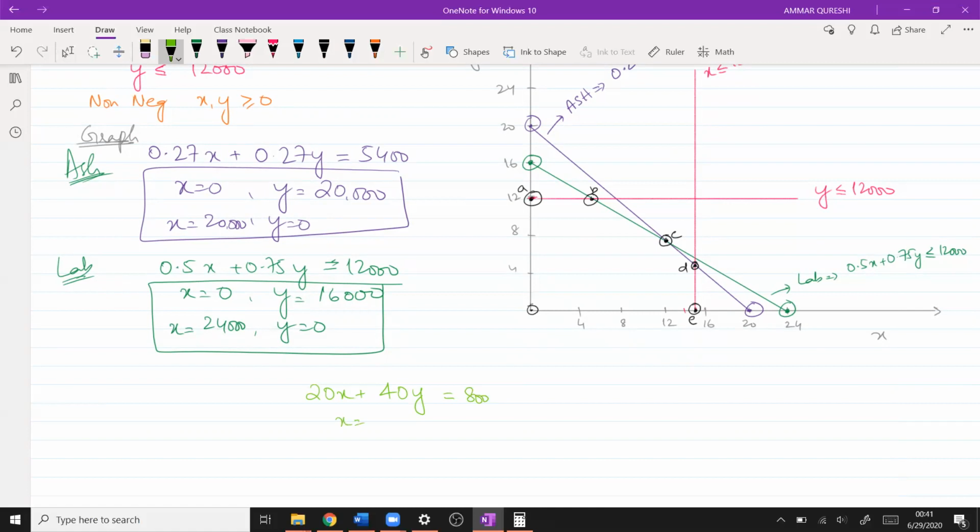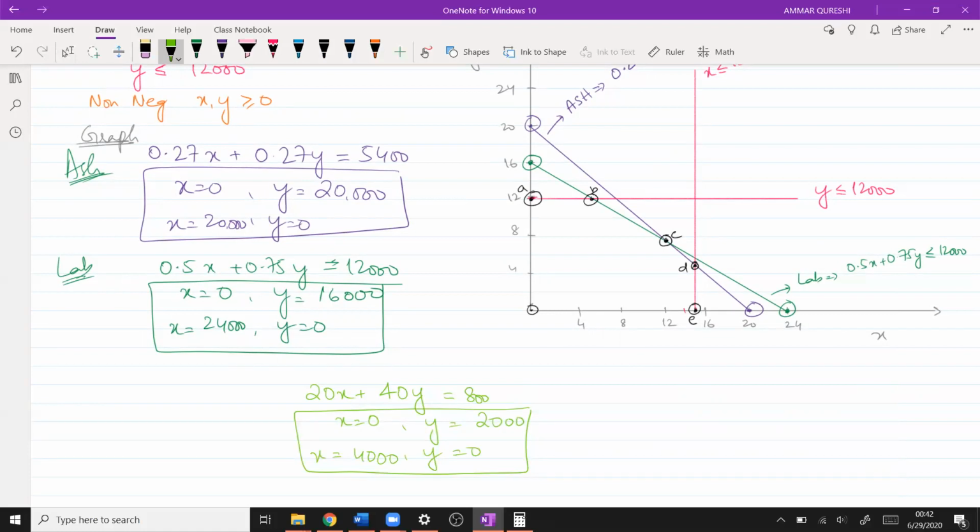So if you put x equals 0, y will be equal to 20. If you put y equals 0, x will be equal to 40, right? But the problem is we cannot plot 20 and 40 here in the graph, because the graph is in 4,000, 8,000, 12,000. So what we simply do is expand this like this. It's simple. It's not illegal.